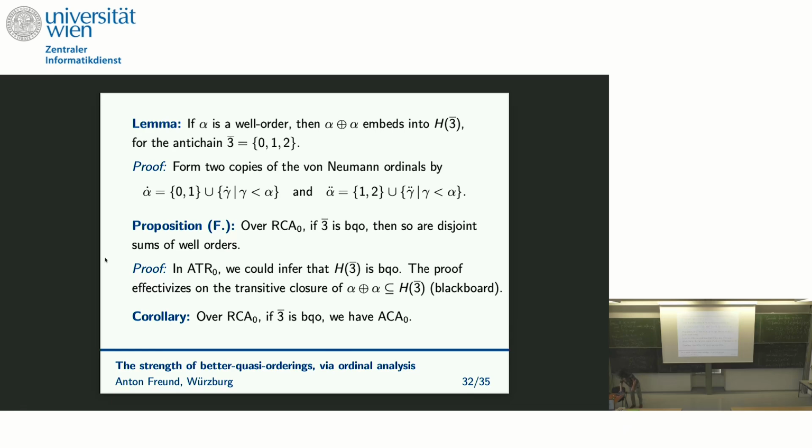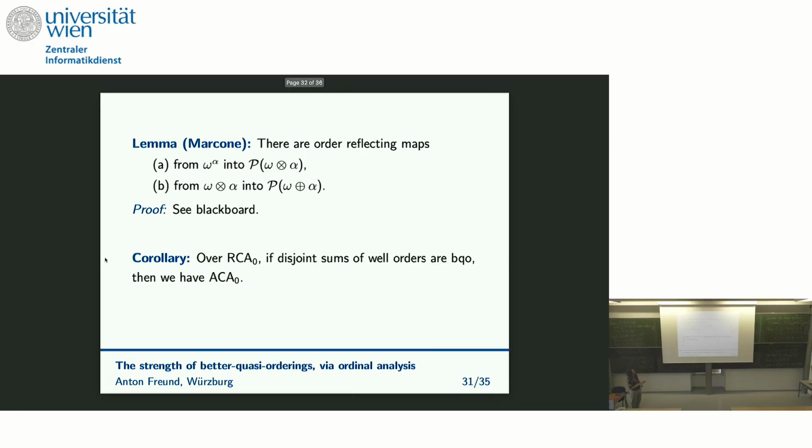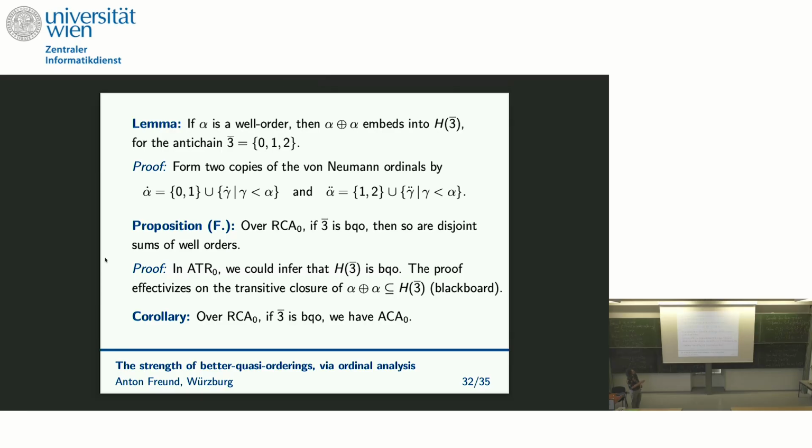Now we have resolved this problem. We cannot handle a full set theoretic structure over RCA0, but we can still mimic this argument, and then we learn that over RCA0, if the three-element antichain is BQ, then also disjoint sums of well orders are BQ. But then we know from the previous slide, if disjoint sums of well orders are BQ, then we have ACA0. So altogether, over RCA0, if the three-element antichain is BQ, then we have at least ACA0. And that's already something, because we saw that for the two-element antichain, there's this elementary combinatorial argument, and now apparently for the three-element antichain, that cannot be as elementary.